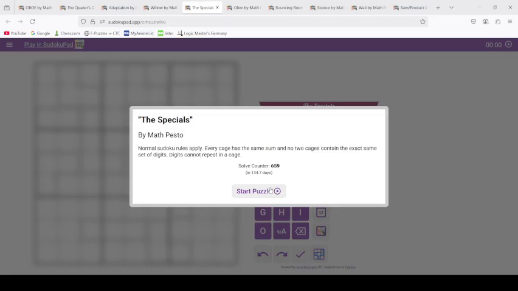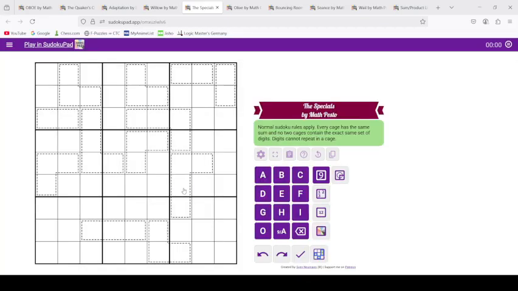The specials. Normal Sudoku rules apply. Every cage has the same sum, and no two cages contain the exact same set of digits. Digits cannot repeat in a cage. Okay. That makes sense. The lowest cage we have is a 2. Highest is a 4. So, how many 2 cages do we have? 1, 2, 3. We have 3 dominoes.